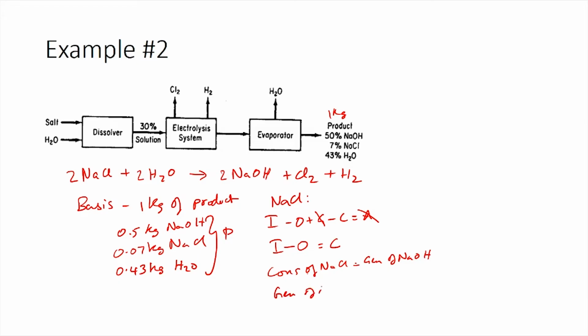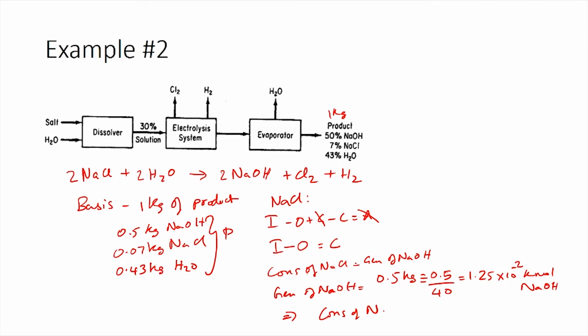So, generation of NaOH is equal to 0.5 kilograms, which is equivalent of 0.5 divided by 40, which is 1.25 times 10 power minus 2 kilomoles of NaOH. So, therefore, consumption of NaCl would also be equal to 1.25 times 10 power minus 2 kilomoles. Now that we have the consumption term, we can calculate the input term as soon as we identify the output.